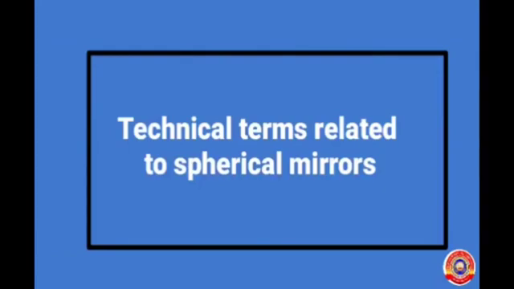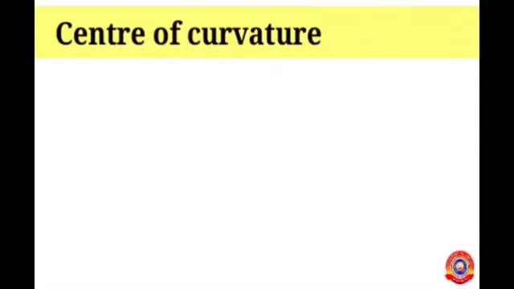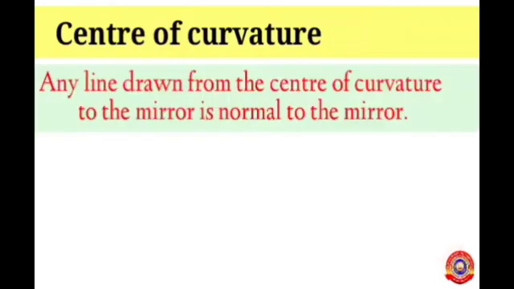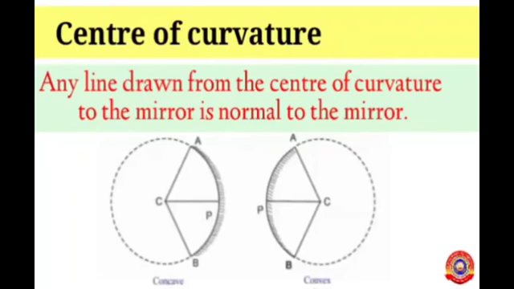Let's see some technical terms associated with spherical mirrors. First one, center of curvature. Center of a sphere of which the mirror is a part is the center of curvature, and it is denoted by C. Any line drawn from the center of curvature to the mirror is normal to the mirror. Look at this figure. CA is a line which is drawn perpendicular to the reflecting surface. Like that, CP and CB are also perpendicular to the mirror. So we say, any line drawn from the center of curvature to the mirror is normal to the mirror.